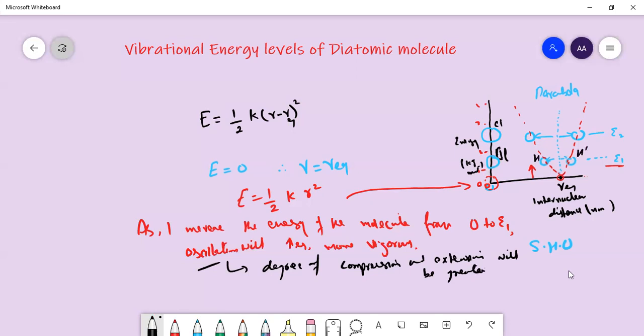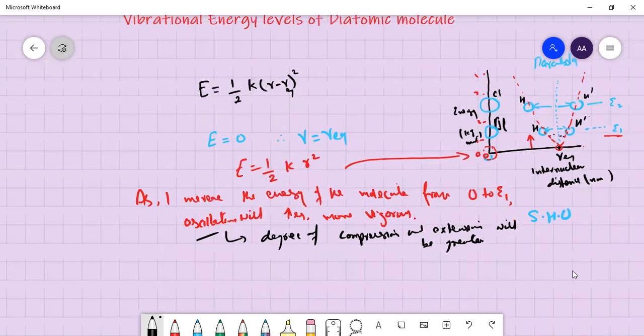This is H1, H prime, this is H and H prime. So what will happen as the energy of this molecule increases from 0 to E1 level, the oscillation becomes more vigorous. Oscillation here means that the extension, either this way or this way, the elongation will increase. So we have seen any change in the bond length from its equilibrium position results in a change in the energy of that particular molecule.